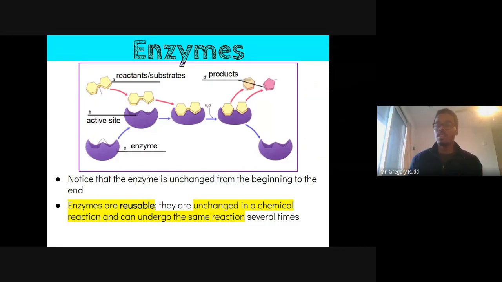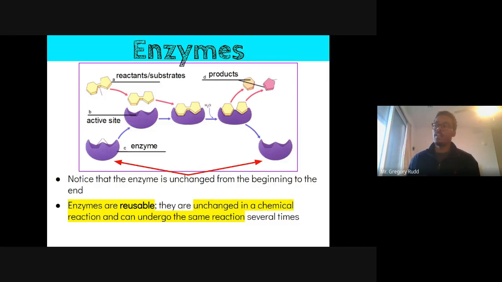But what I really want you all to notice here is that the enzyme starts off exactly how it ends up. It is unchanged from beginning to end. It's not affected by the chemical reaction. It maintains its shape. Okay, so this is important because what it means is that enzymes are reusable. They can undergo the same reaction time and time again. Now, eventually they will be deactivated, essentially. They might be broken apart and repurposed, but they can undergo the same reaction several times. This provides a great benefit to the cell.